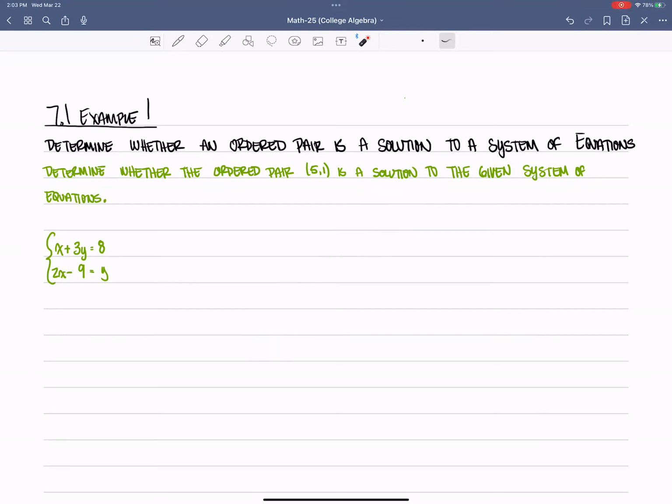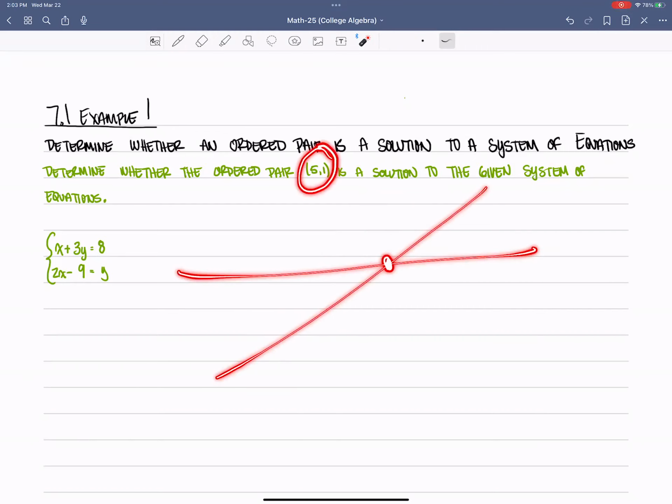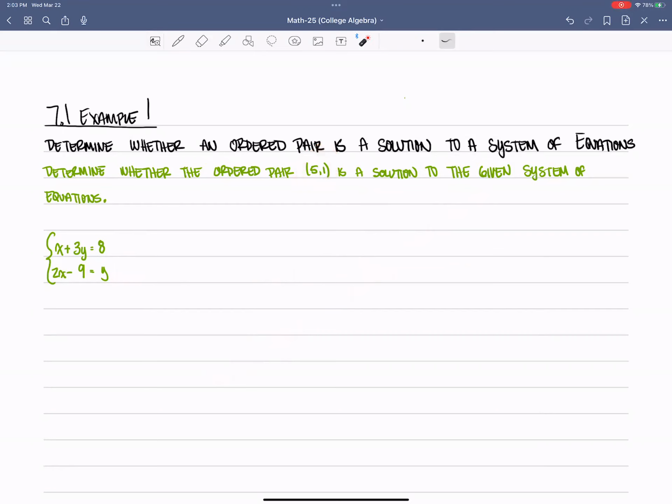Well, let's get started. So where the two lines meet, in this case, we're going to check to see if this ordered pair matches for both of these situations. So we're going to plug it into the first equation and also plug it into the second equation. So for right now, I'm going to call this one equation 1. And we're going to plug this in.